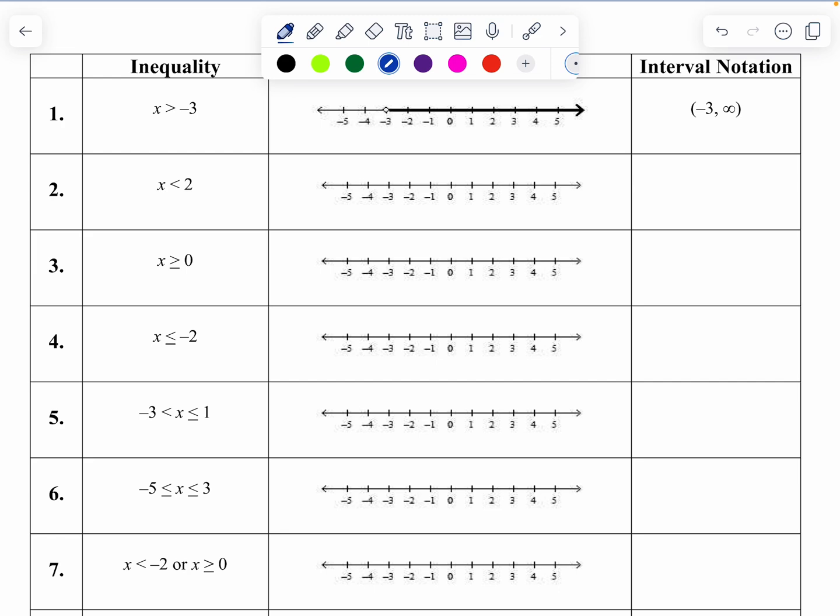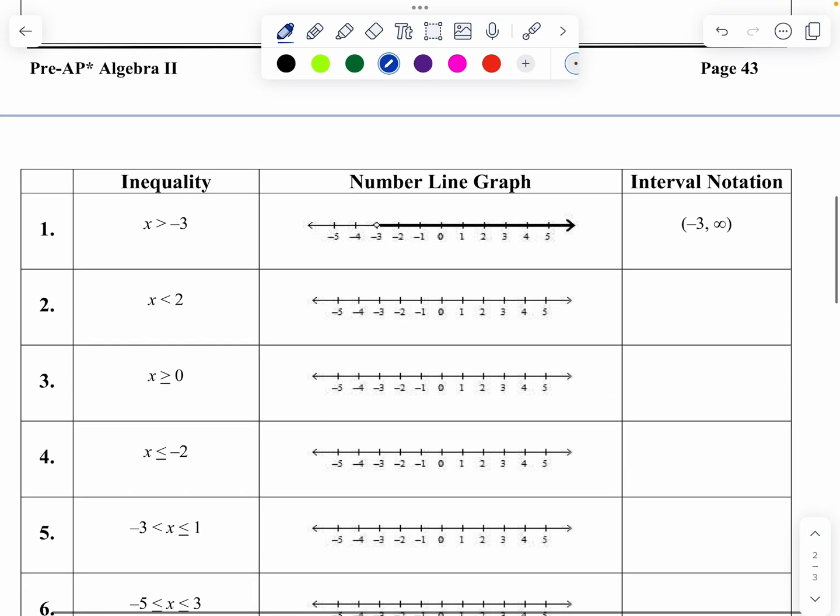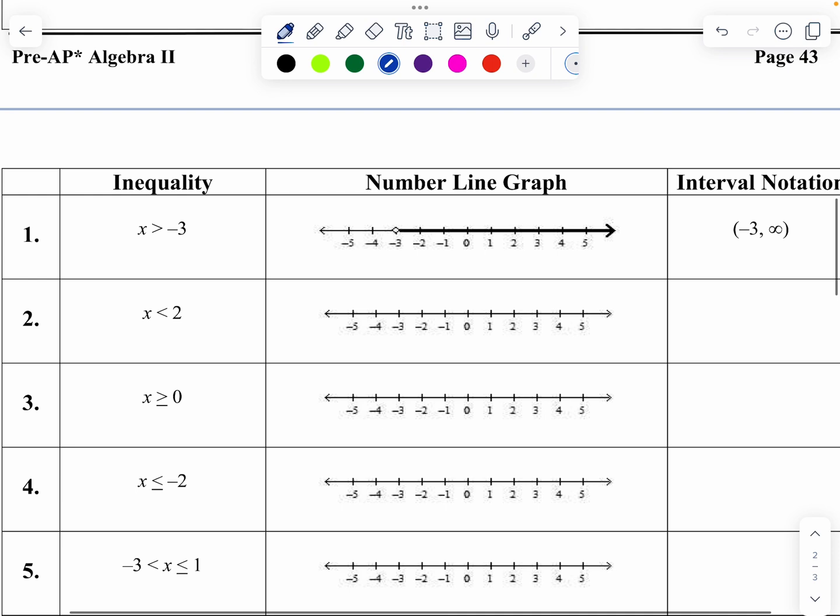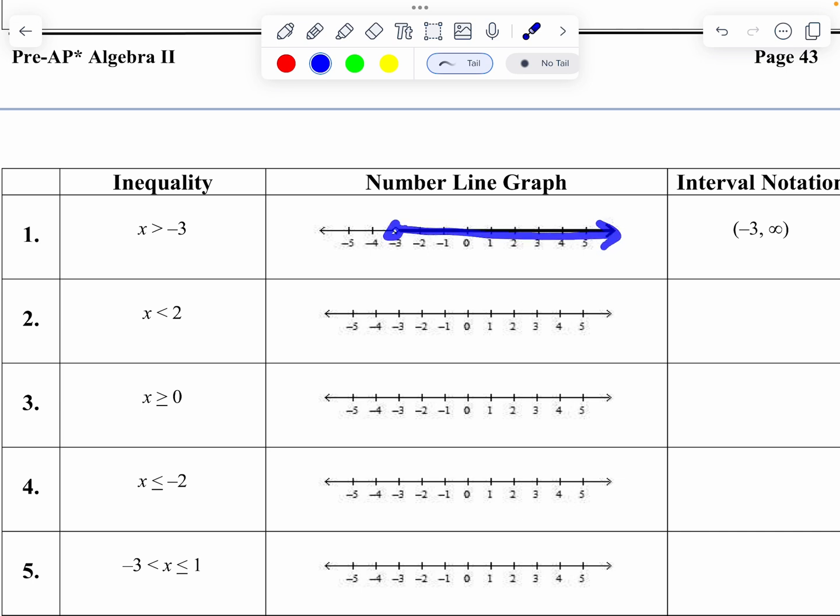practice this interval notation. All right, so in this example 1, we had x has to be greater than -3. So we do an open dot on -3, shade to the right, and then our interval notation is x starts at -3, but it's an open dot, so we use parentheses, and it goes forever to infinity, so we use parentheses on that in 2.